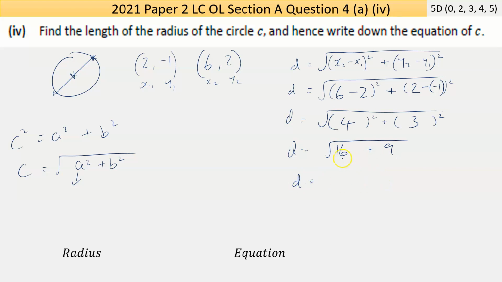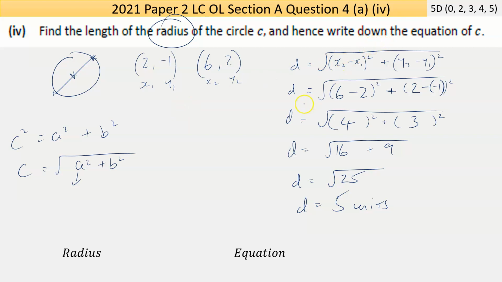And we keep going. I'm going to do under the square root again, just do the addition. 16 plus 9 is 25. And then apply the square root. The square root of 25 is 5. I don't know what the units are, I don't think, so I'm going to put in the word units just to cover myself. Now, that was the radius of the circle C.